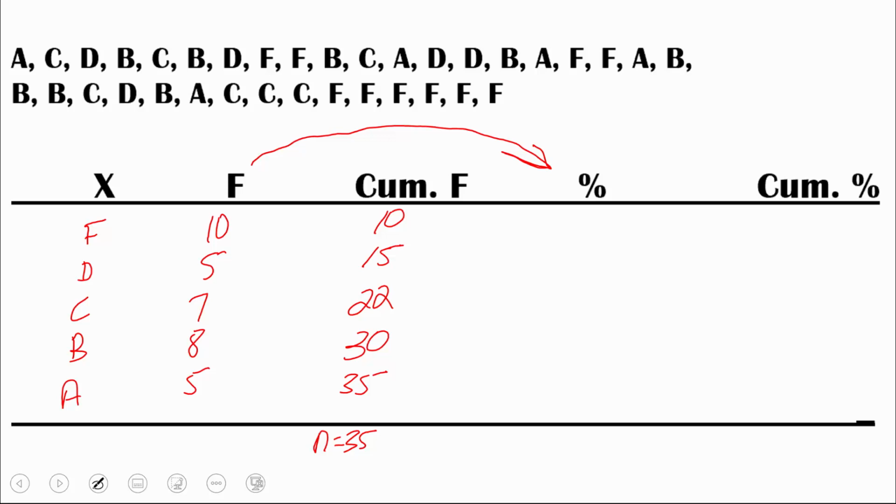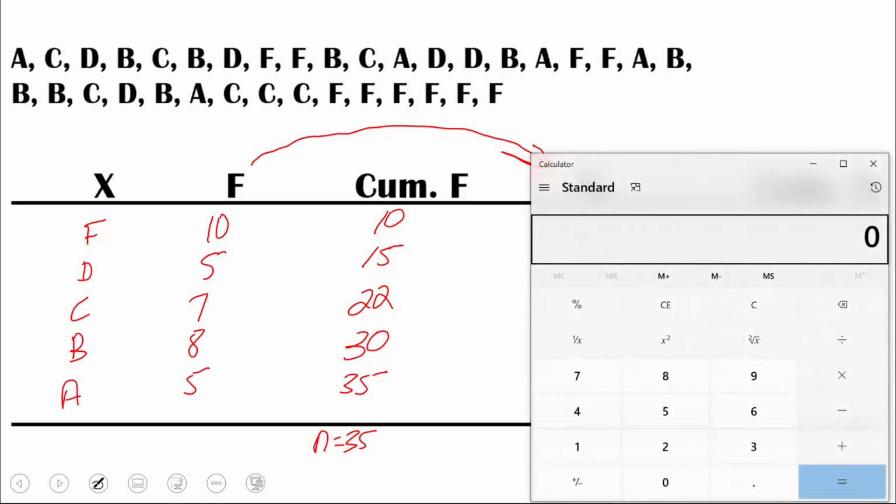This is one reason that percentages are often known as relative frequencies, because I'm trying to figure out how many people scored an F relative to everybody else. So really, there are 10 people who scored an F relative to 35 people overall. So we're just going to compute the percentage that way, 10 divided by 35. We can use our calculator to help us out. 10 divided by 35 equals about 0.285.